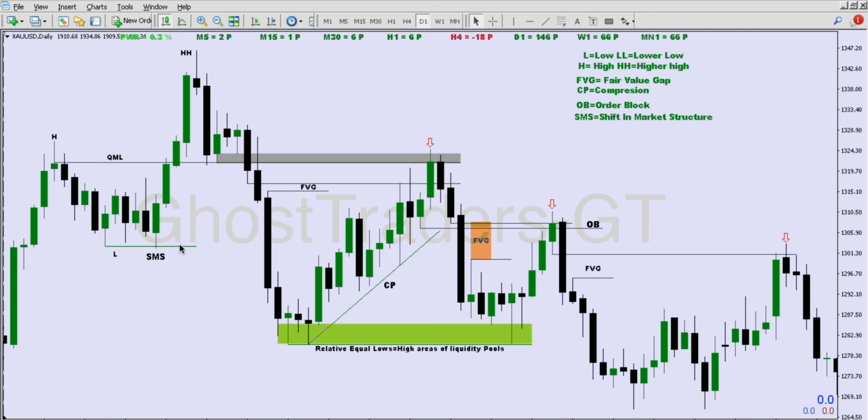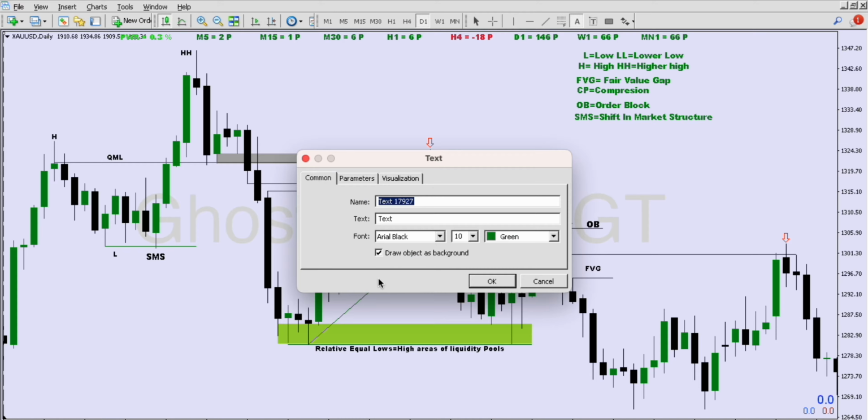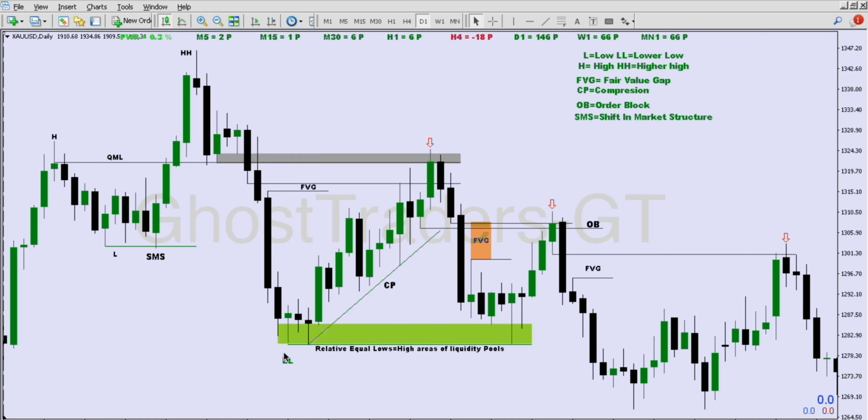So you can see that I've indicated this as our low here, and then let me just indicate this level here, which is our lower low. So this level here is going to be our lower low, and then this is going to be our low, and then this is our high, and this is our higher high. Okay, so if you look at these, then it qualifies to be a QML structure. So this is going to be our QML level.